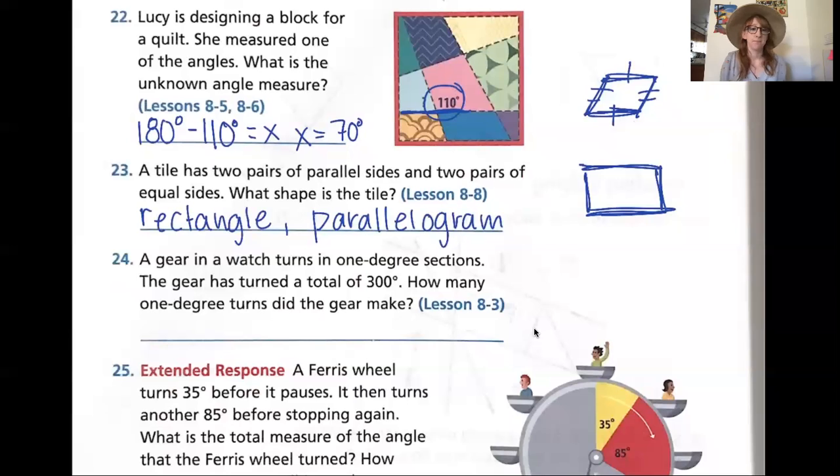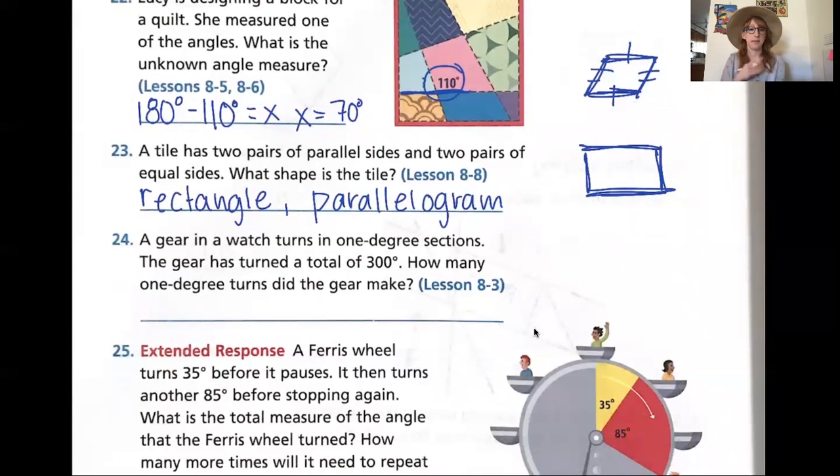24. A gear watch turns in 1 degree sections. The gear has turned a total of 300 degrees. How many 1 degree turns did the gear make? So if the gear turns 1 degree each time it turns, and it's turned a total of 300 degrees, it has made 300 1 degree turns. So it sounds really tricky, but it's just asking if it turns 1 degree each time and it's turned 300 degrees total, it has made 300 turns.